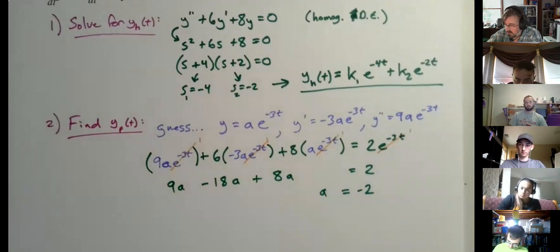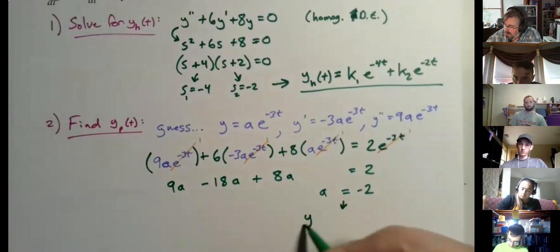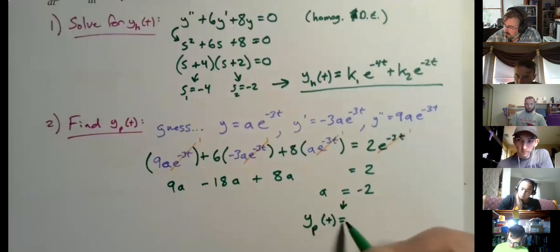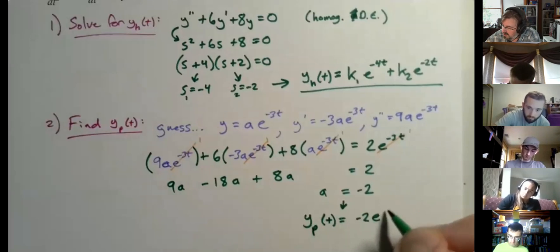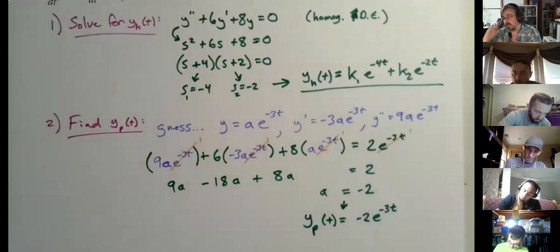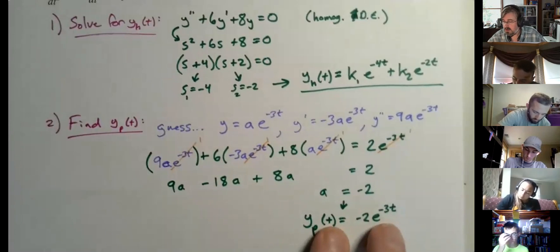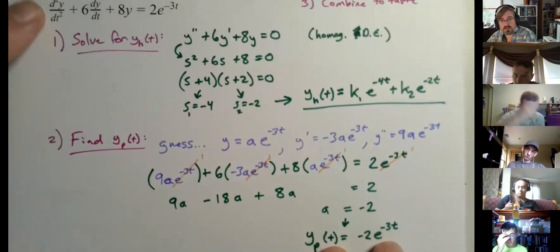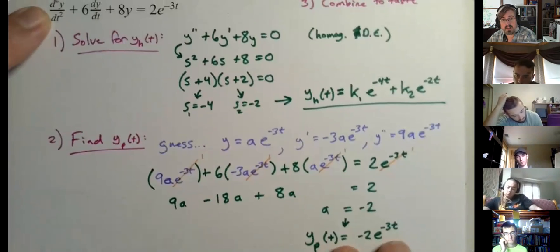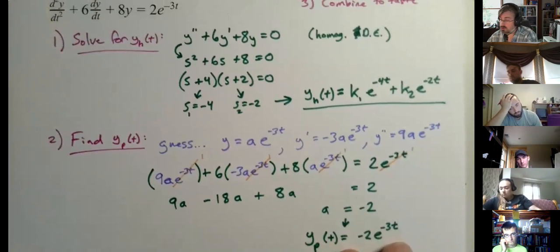And remember, that means that we have a particular solution, and it looks like this: -2e to the minus 3t. That is guaranteed to be a particular solution for the original differential equation. If you were to plug that turkey into this differential equation, it would work. It is a particular solution, not the general solution, but it's a particular solution. So what can we do? Well, that's where step 3 comes in.